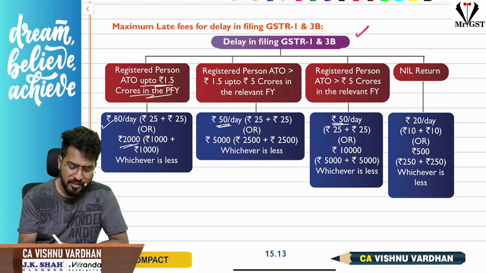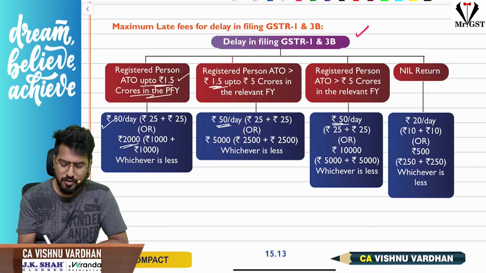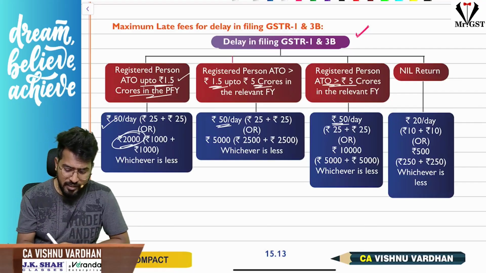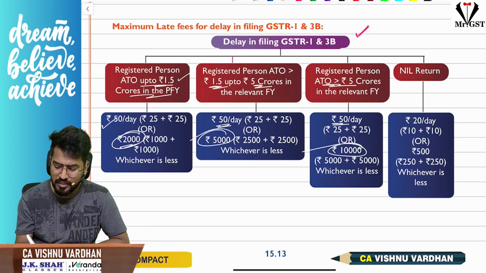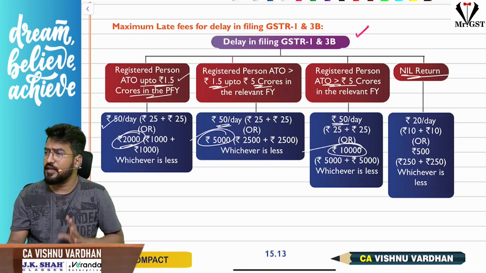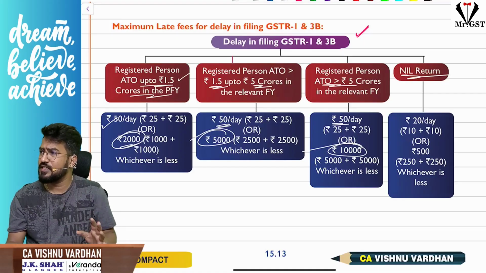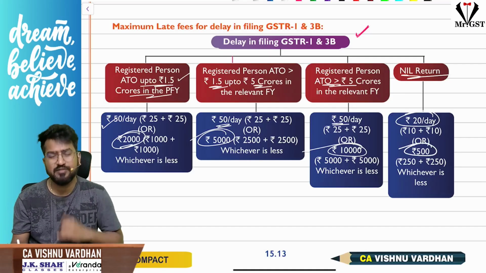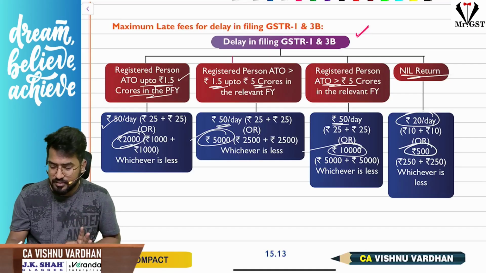No matter your aggregate turnover is 0 to 1.5 crores or 1.5 crores to 5 crores or greater than 5 crores, daily fees is same. Only the late fees maximum is changing, 2000, 5000 and 10,000 like that. But if it is altogether a nil return, sir, it is 20 rupees per day. Daily late fees also will change and maximum late fees will be 500, whichever is less. Okay, so that is the concept.